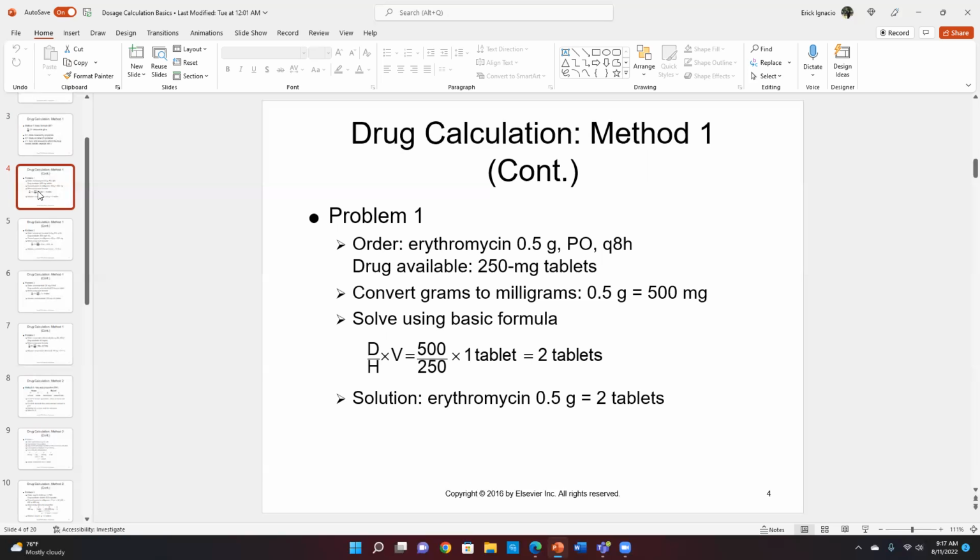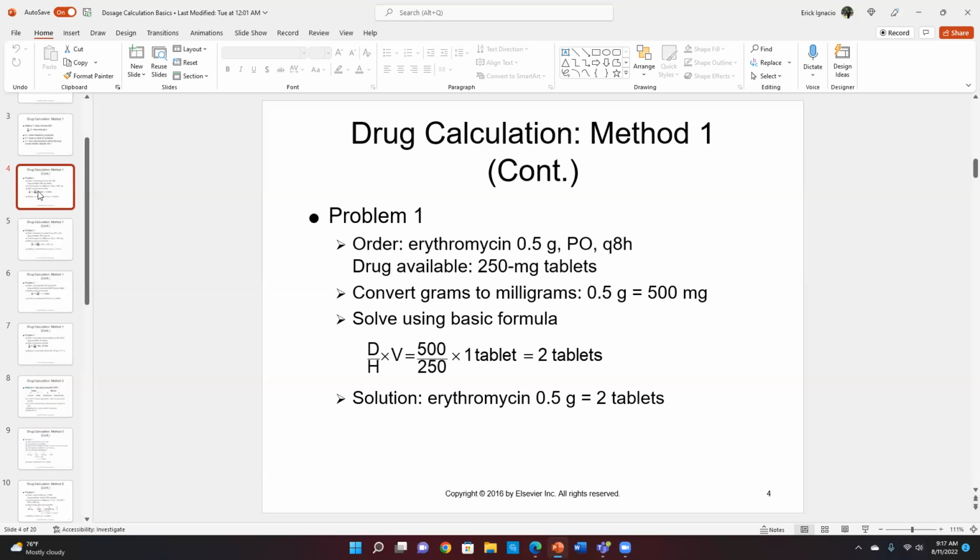All right, so now that we know what the doctor has ordered in milligrams, we will solve using this basic formula. D over H equals V. D in this case is going to be the converted form, which is 500 milligrams. That is what is desired to give to the patient. And H is what it says on the label. So 250 milligrams is what we're going to put.